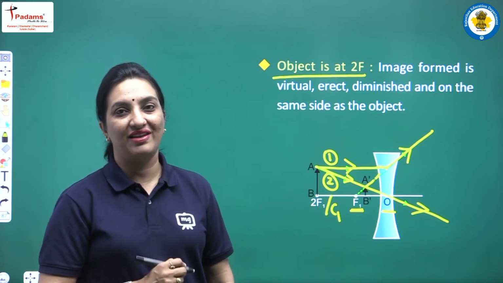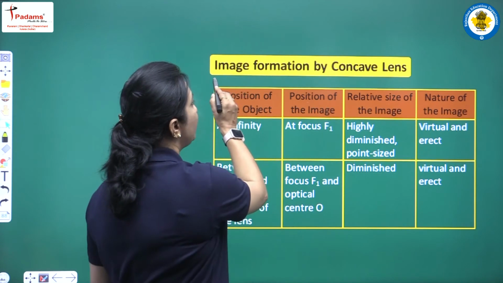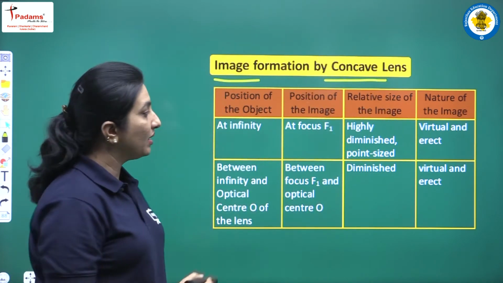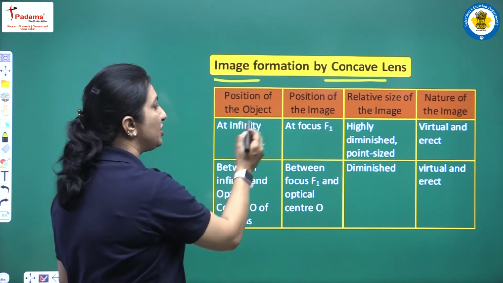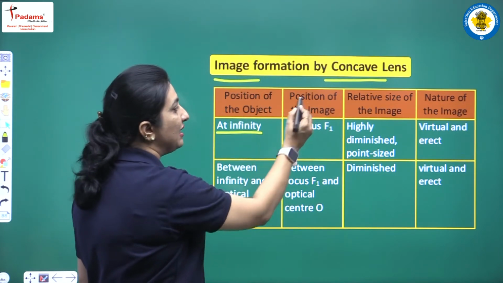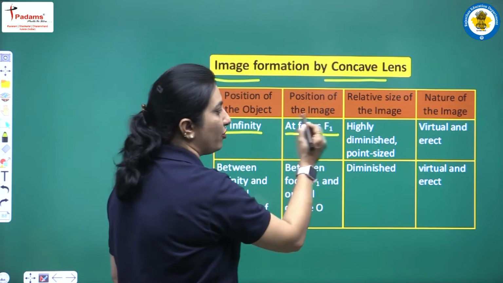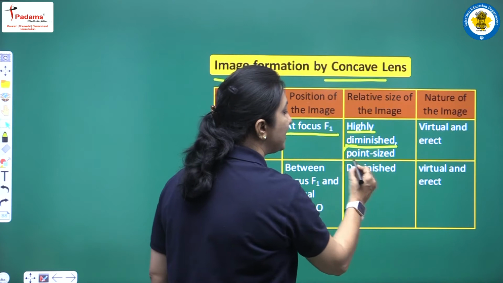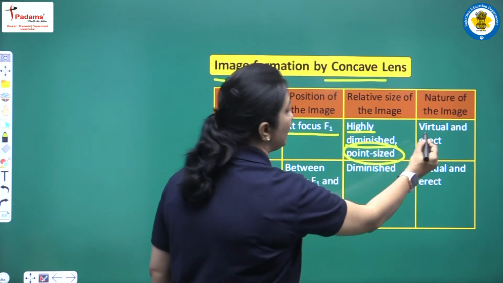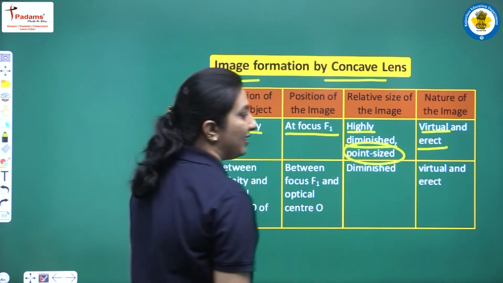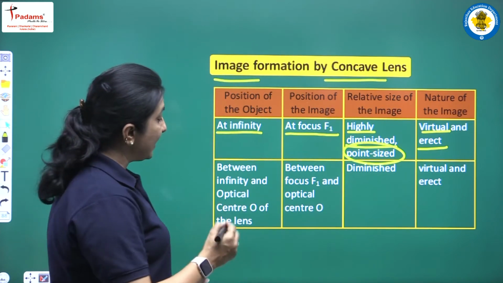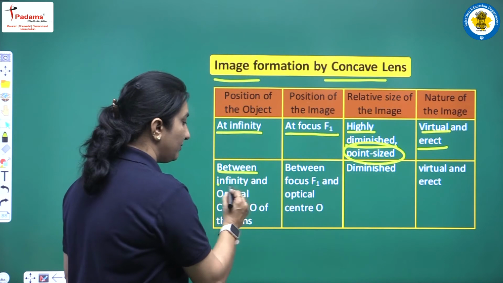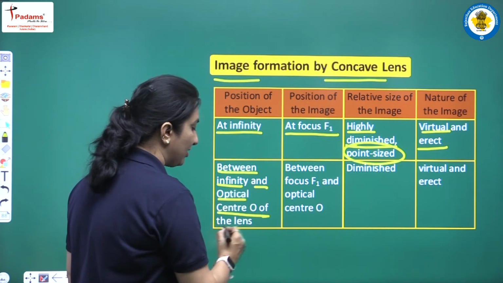So the image formation by a concave lens is summarized here in this table. And what we see is, when the position of the object was at infinity, the position of the image was at focus F1, it was highly diminished, or what we can say is it was point sized, and the image was virtual and erect.